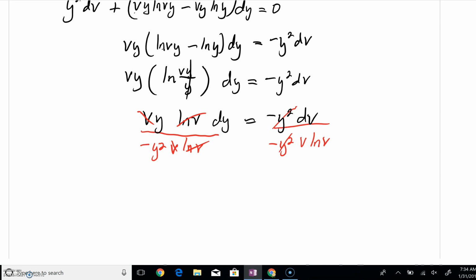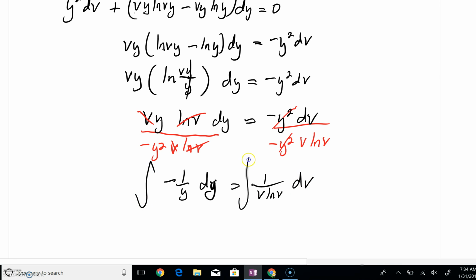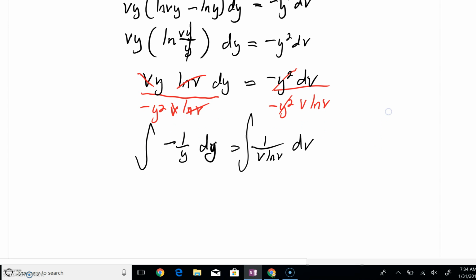So cleaning this up, what do we have? Well, y over negative y squared, you're going to have a negative 1 over y. And this is a dy, of course. Right over here, you'd have a 1 over v ln of v and dv. And we're going to integrate right now. We're just going to keep going, integrating.